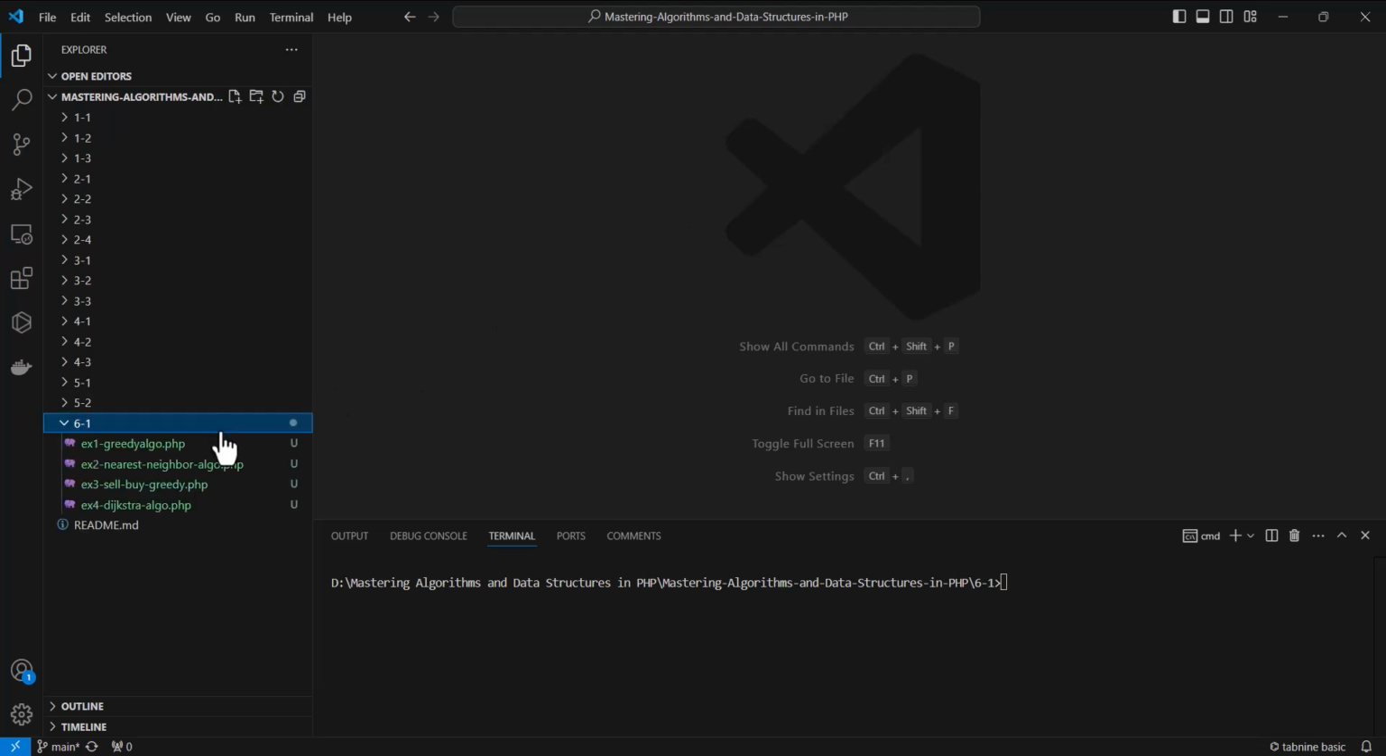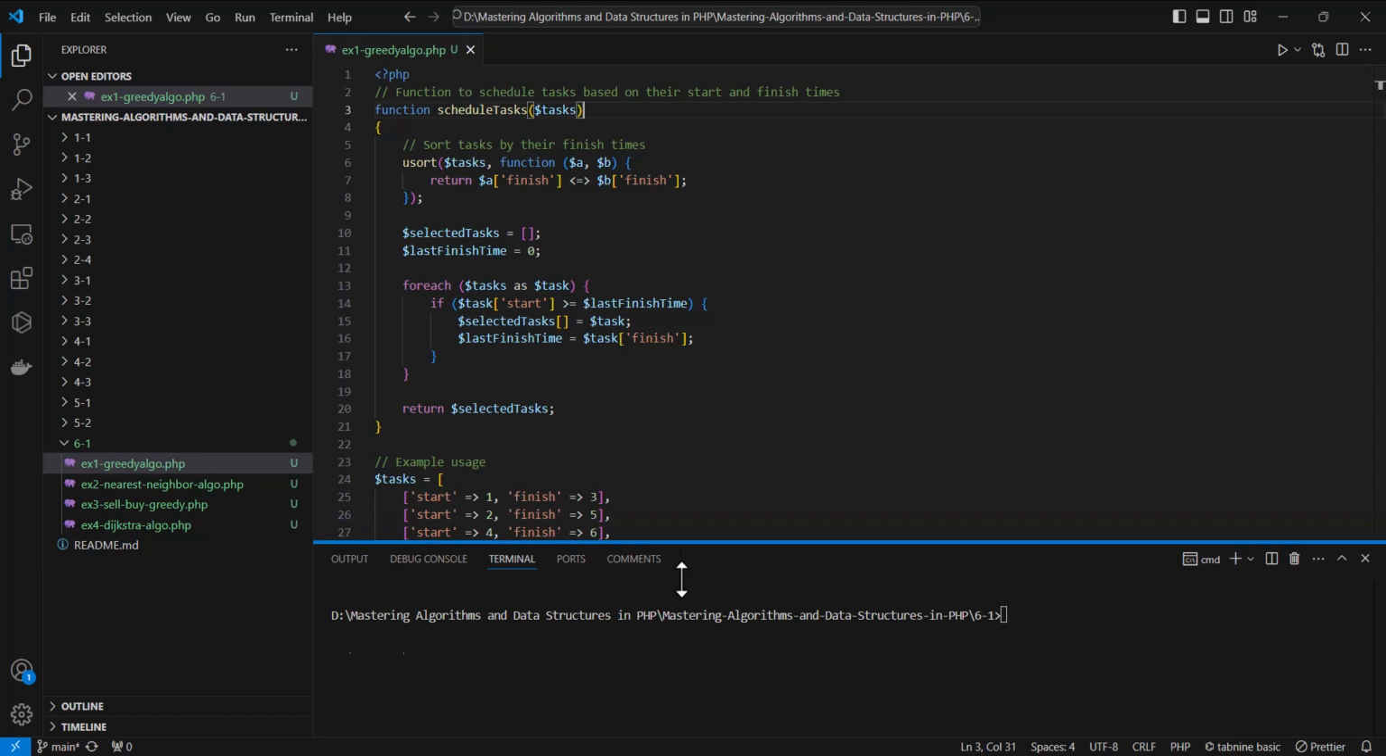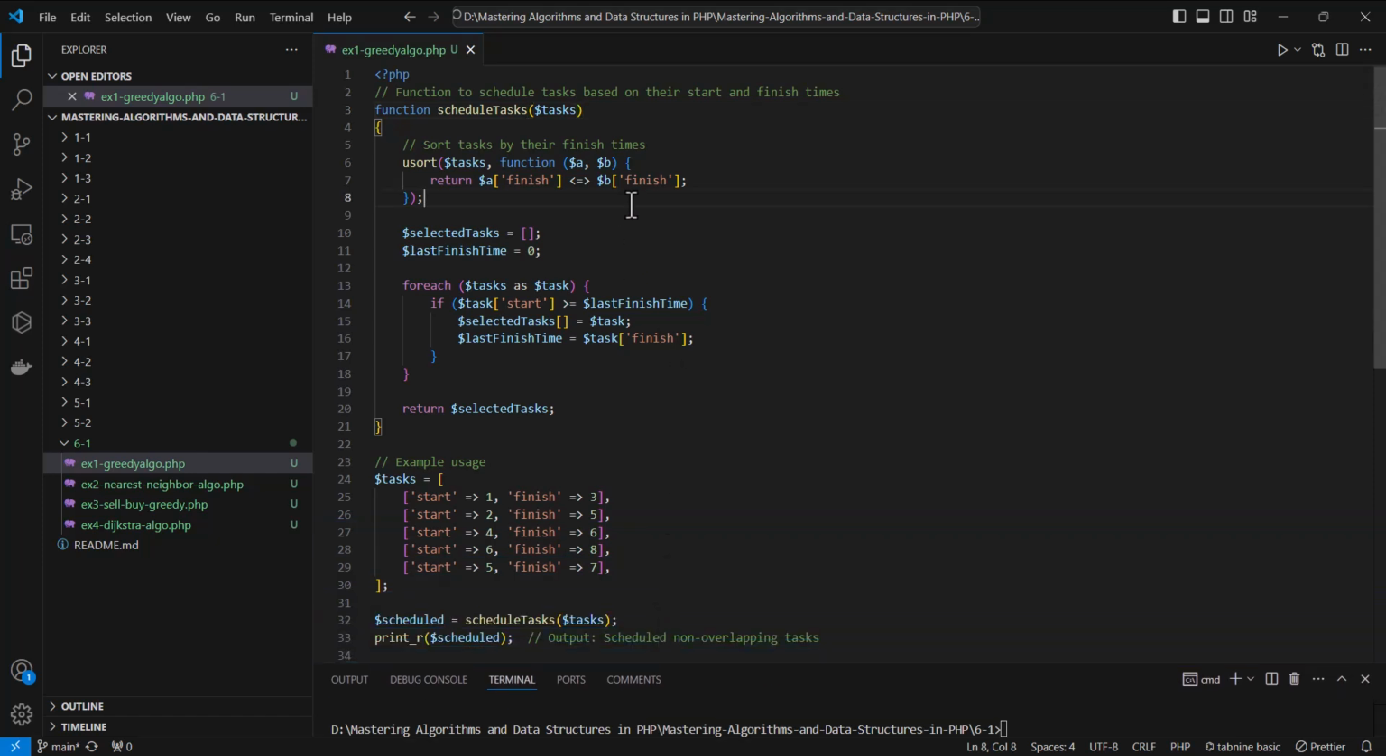Our first real-world example is the scheduling problem. Imagine you need to schedule multiple tasks, and some tasks overlap. The goal is to find the maximum number of non-overlapping tasks that can be completed. This is a classic case of the activity selection problem, which can be solved using a greedy algorithm.